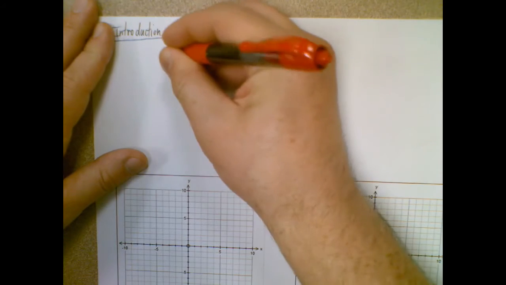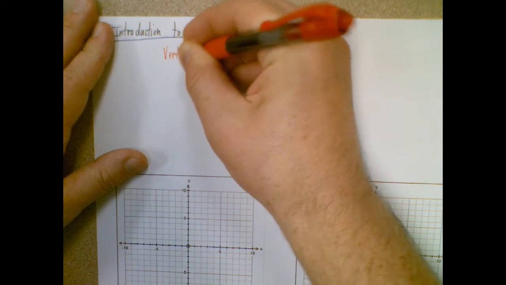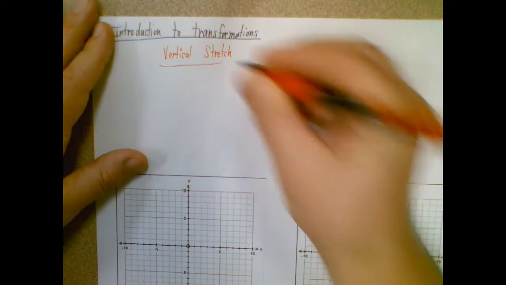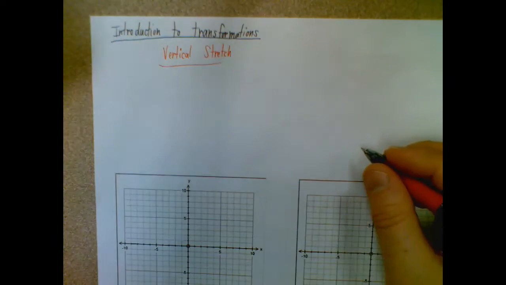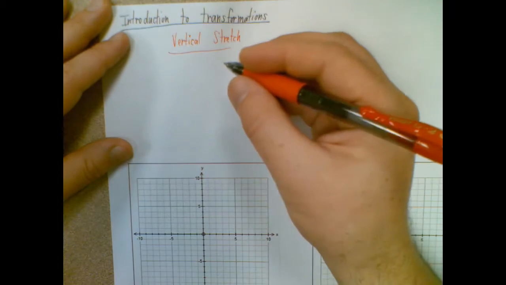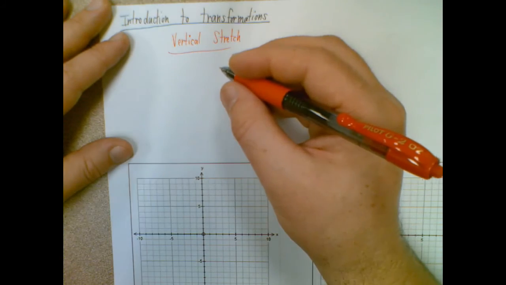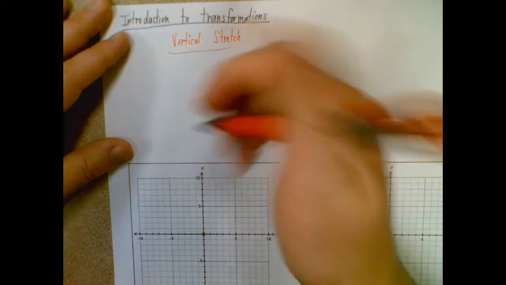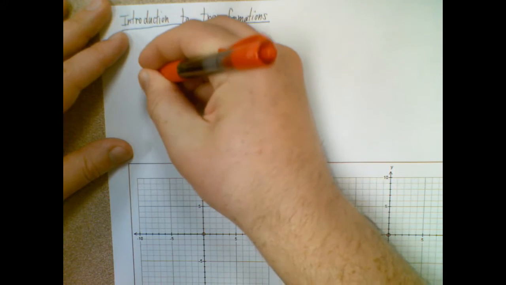So we're going to start with a vertical stretch, or shrink, depending on if it's getting bigger or smaller. To have this conversation, we need to make sure that we know where we're starting. So these are called parent functions.